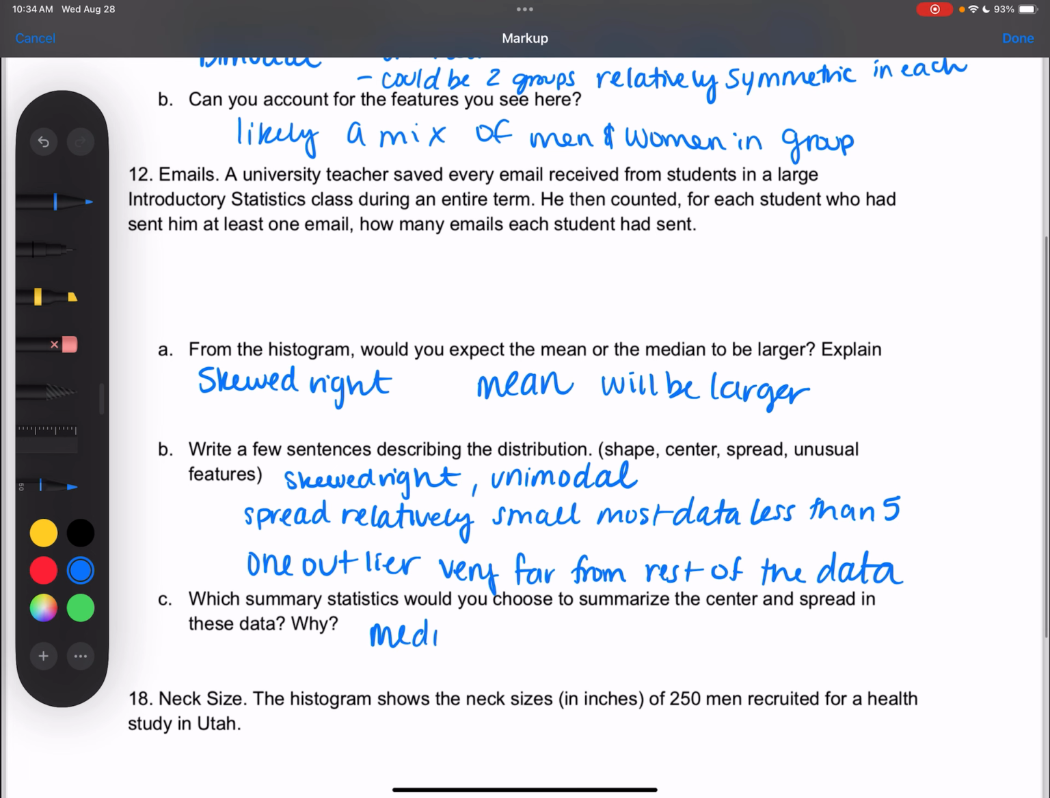When do you use the other one? When it's relatively symmetric. So you only use mean when it's relatively symmetric. Median and IQR go together if it's skewed. Mean and standard deviation is if it's pretty much symmetric. It doesn't have to be exactly symmetric, but close enough, like 80 to 40 kind of thing. Yeah.